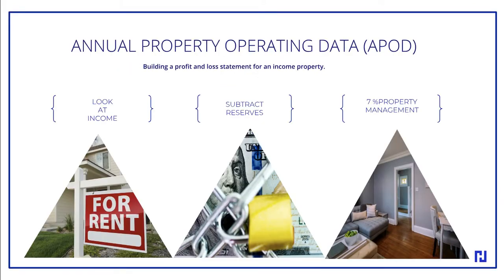The annual property operating data, otherwise known as APOD, is how you're able to build a profit and loss statement for an income property. What you're able to do is look at the income, subtract your reserves, and account for a management fee. A management fee will depend on the locality, but typically ranges from 7 to 9%.